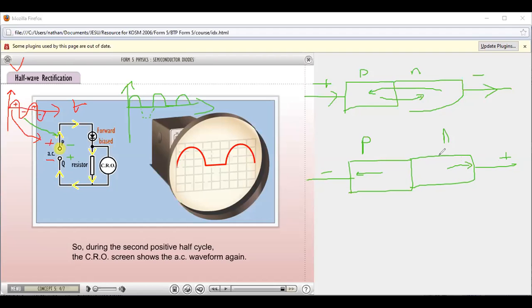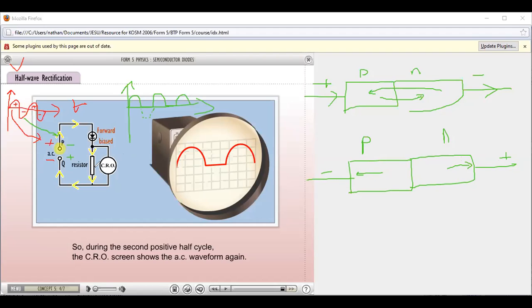Okay, so the current is able to flow. This one, the current is blocked because of reverse bias. Now the thing is, if you put a bulb, what happens to the bulb? There is current, no current, current. That means the bulb will blink. It will blink because there is current, then no current, then current, no current.